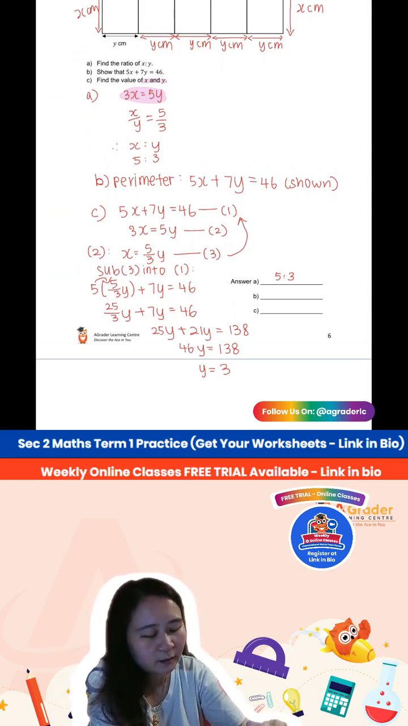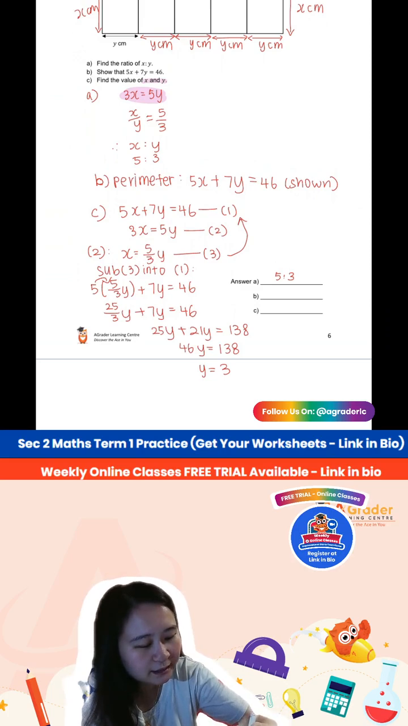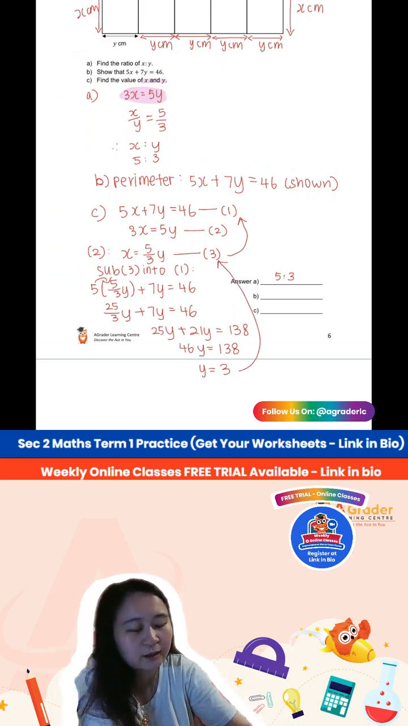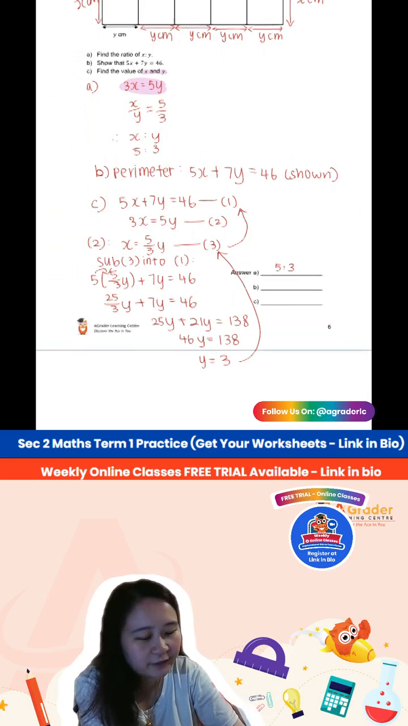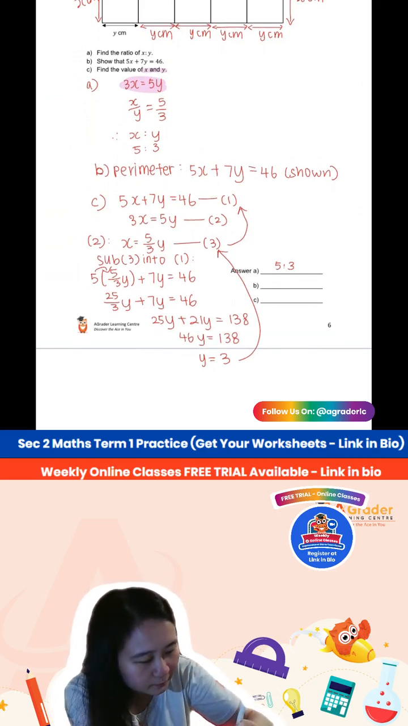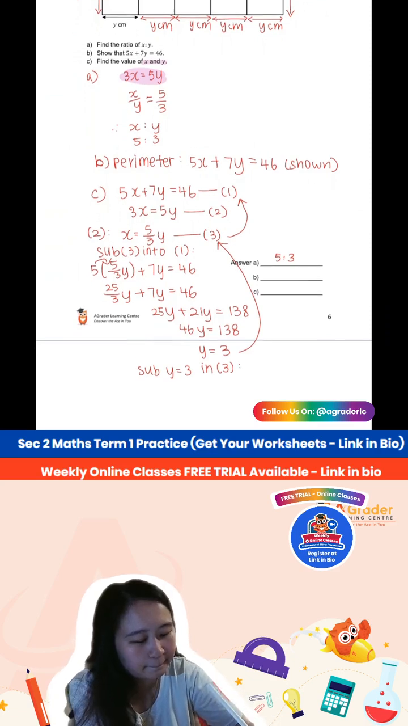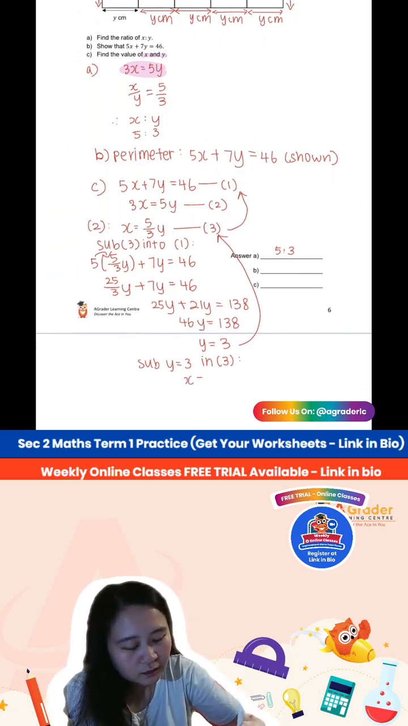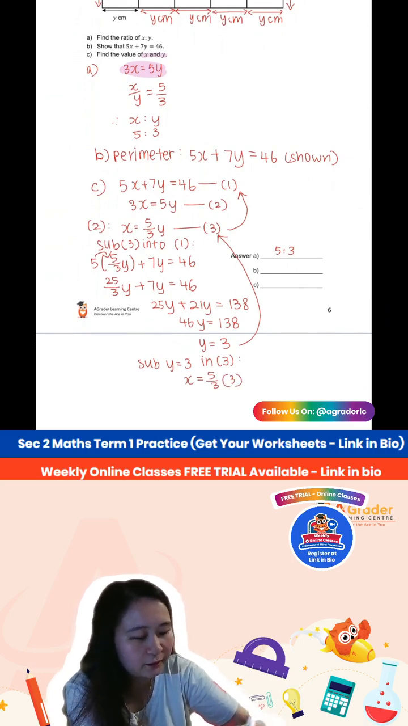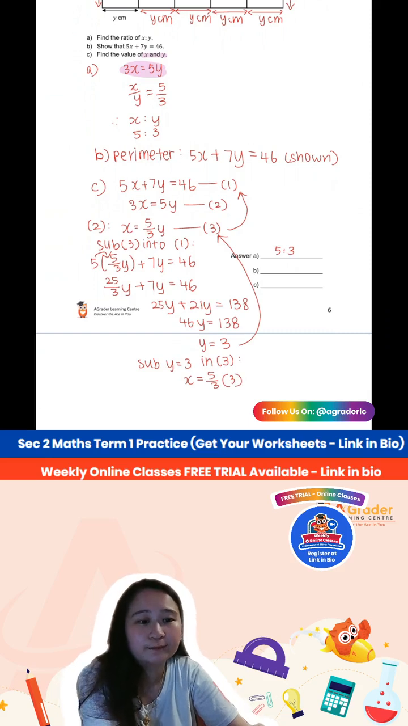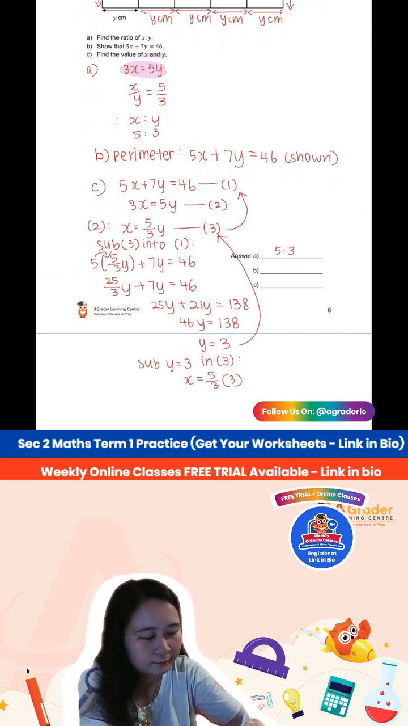Okay, after finding y equals 3, we substitute inside equation number 3 because it's already in terms of x. So sub y equals 3 into equation 3. So x equals 5 over 3 times 3. Replace your y with 3. Okay, so x equals 5.